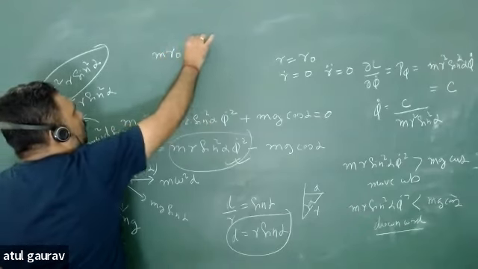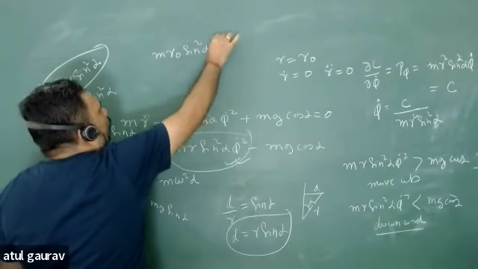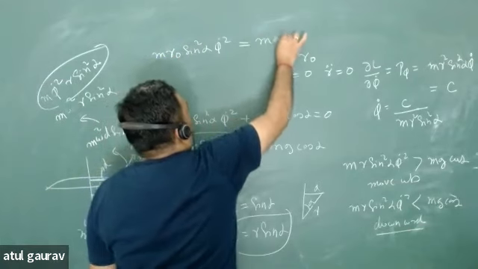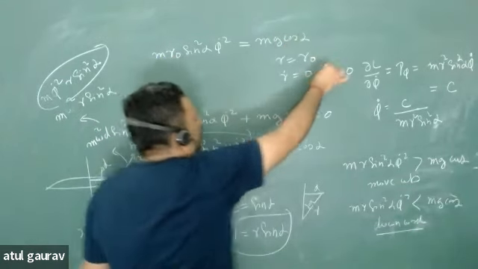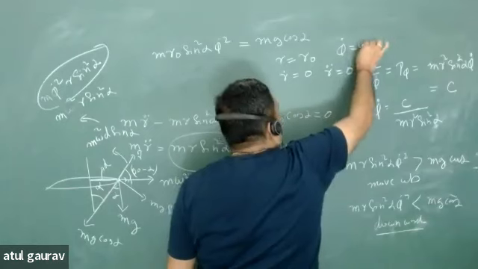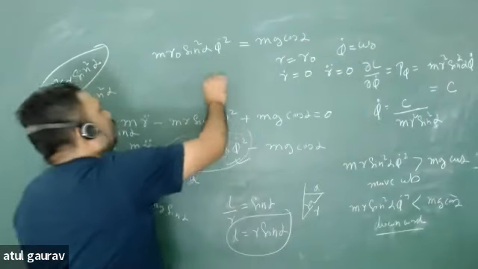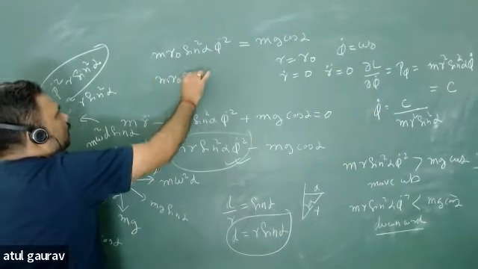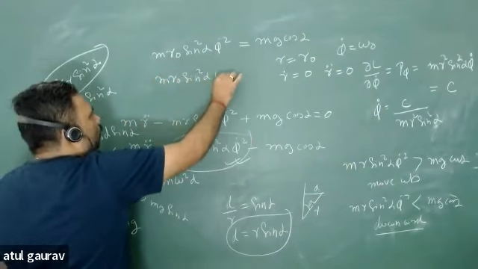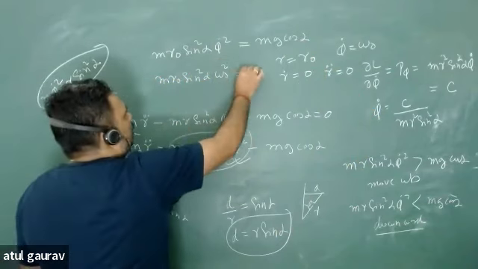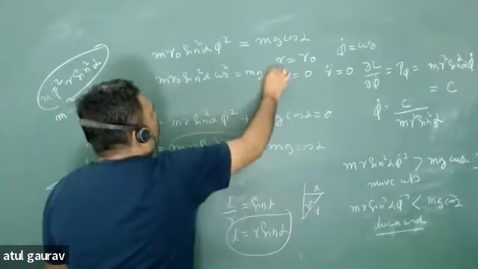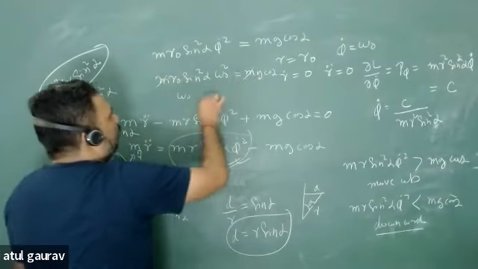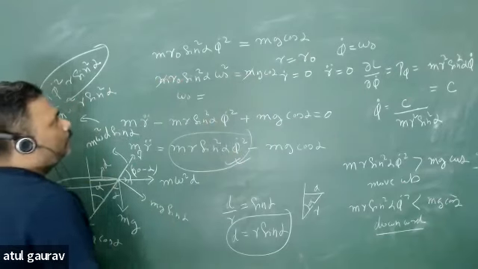You have sine square alpha phi dot square must be equal to mg cos alpha. And at that particular point, phi dot can be identified as some omega naught. So we can write m r naught sine square alpha omega naught square is equal to mg cos alpha. So you can get the value of omega naught. This m and m will be cancelled. And what is this particular omega naught?